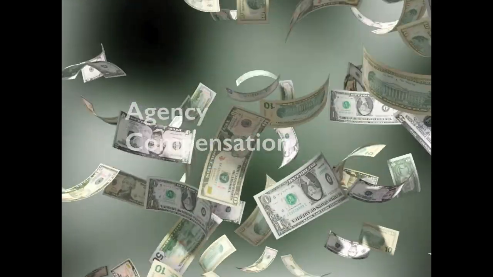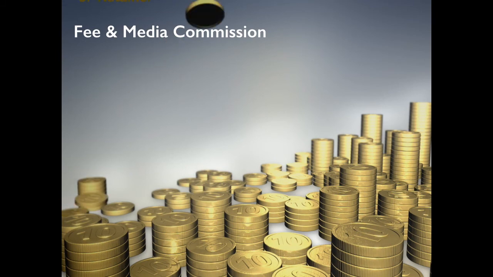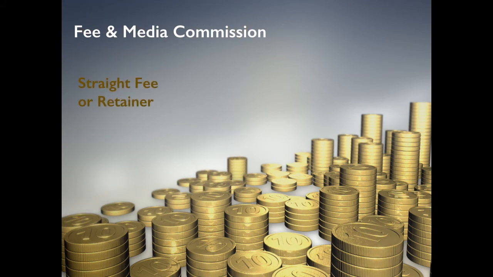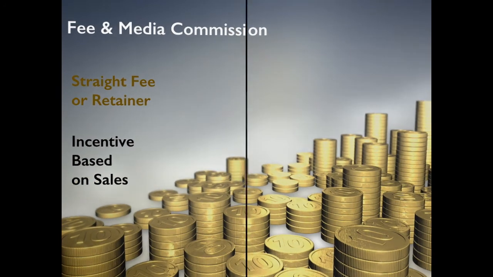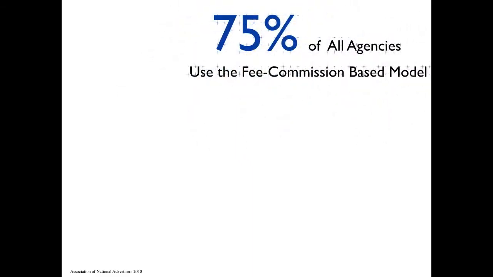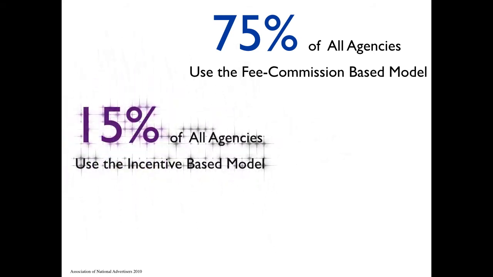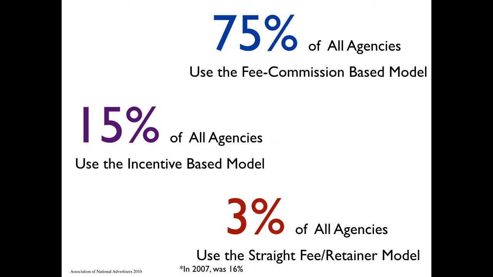Agency compensation. So how do agencies get paid? And there's basically three ways. There's fee and media commission, which is the old way, straight fee or retainer, or incentive based on sales. Questions about these topics will also be in your quiz. So basically, compensation has been changing from commission to fee-based. 75% of all agencies use fee commission based model, 15% of all agencies use incentive based model, and 3% of all agencies go for a straight fee retainer. Read about these in your book.